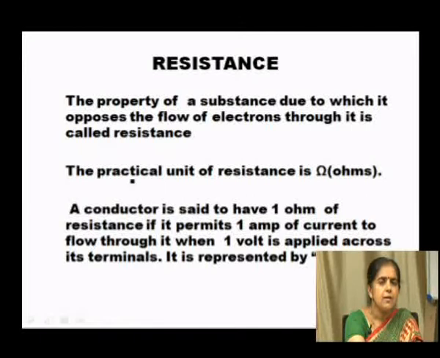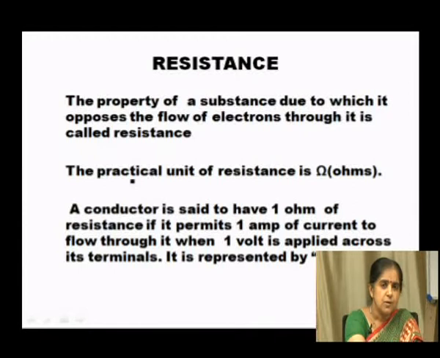Now, once again let us have a discussion about the resistance. At the beginning itself I told that it is the property of a substance due to which it opposes the flow of electrons through it. Why does this opposition occur? I have already explained, it is because of the opposition offered by the atoms and molecules within the material for the movement of the free electrons. And what is the unit of resistance? The unit of resistance is ohms, in honor of the great physicist George Simon Ohm of Germany.